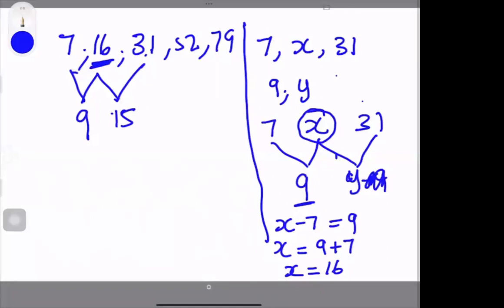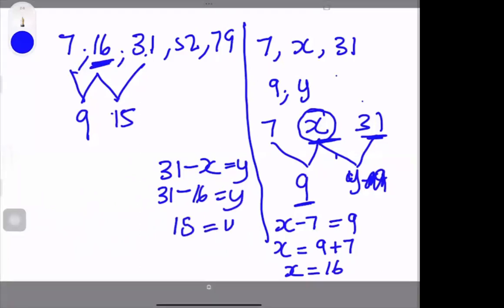Right? And then we know that 31 minus x equals y. But we already know what x is. So 31 minus 16, since x was 16, equals y. And then that will be 15 equals y. Thumbs up if you're happy with that.